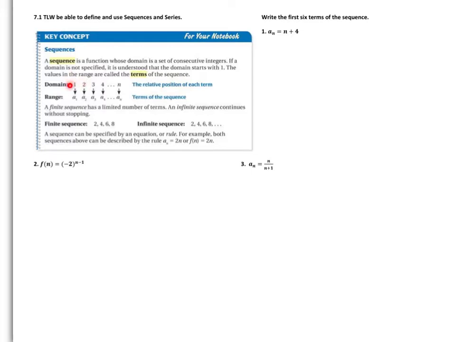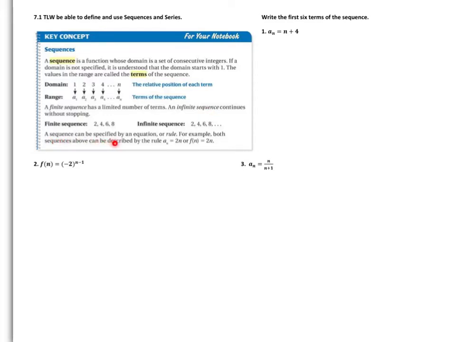So see how it starts at 1, and then you get the first range, 2, second range, 3, third range, 4, fourth range, and then it keeps going on. A finite sequence has a limited number of terms. An infinite sequence continues without stopping.